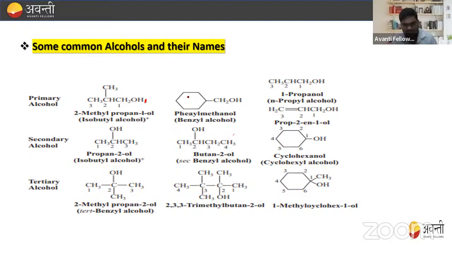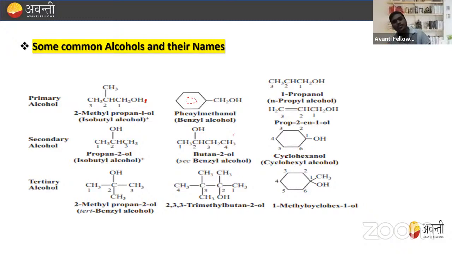We have this group as well. So this is known as butan-2-ol, or we can write 2,3,3-trimethylbutan-2-ol. So these are some common alcohols and their names, that is how we should name the alcohol. For example, here we can observe there is CH3, CH2, and CH2OH. So we can name it as 1-propanol, right? Or we say n-propyl alcohol. We can also write this as well.